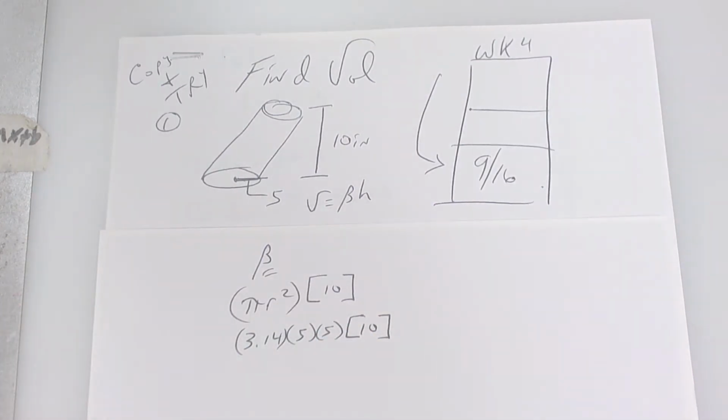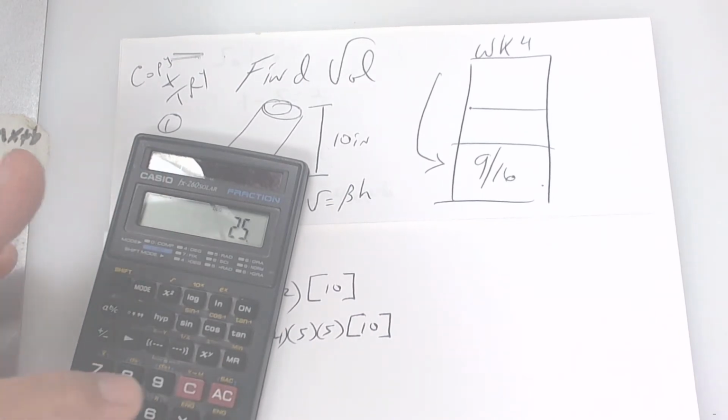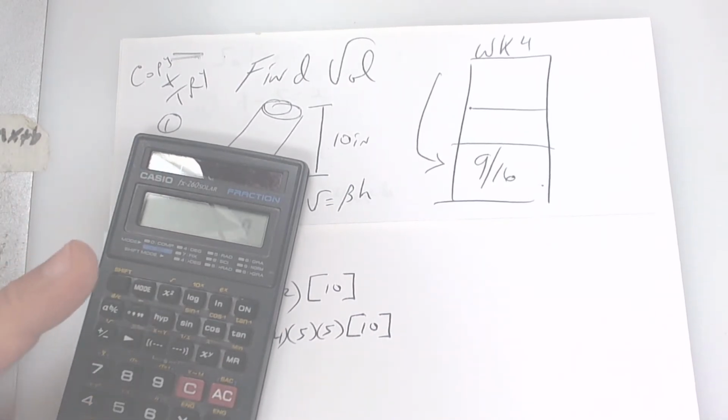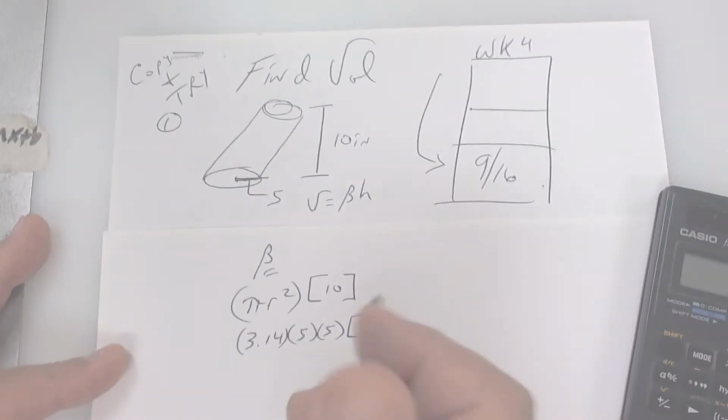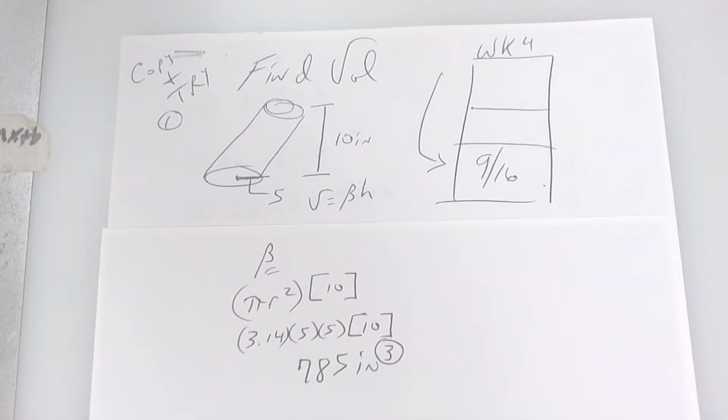So you get your calculator out. 5 times 5 is 25 times 10 is 250. And then times 3.14. And your answer is 785 cubic inches because it's volume. Volume is 3-dimensional. Now let's keep moving.